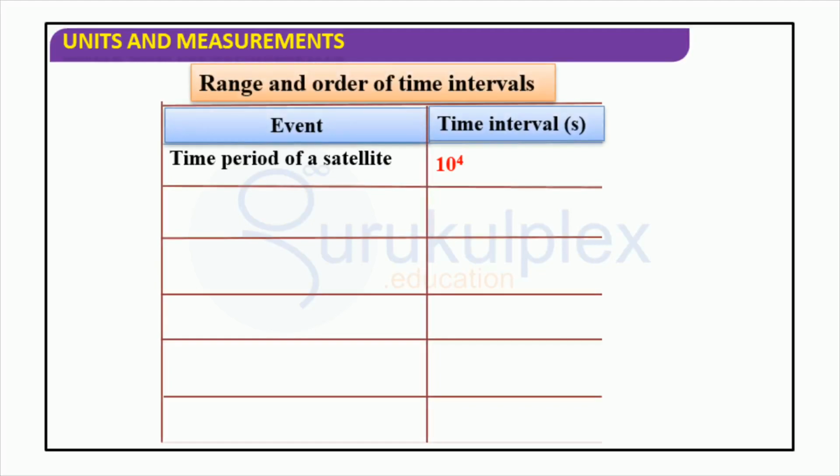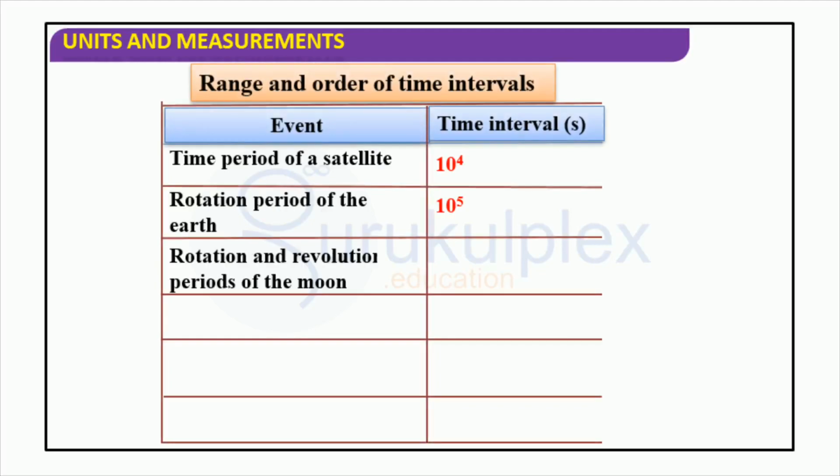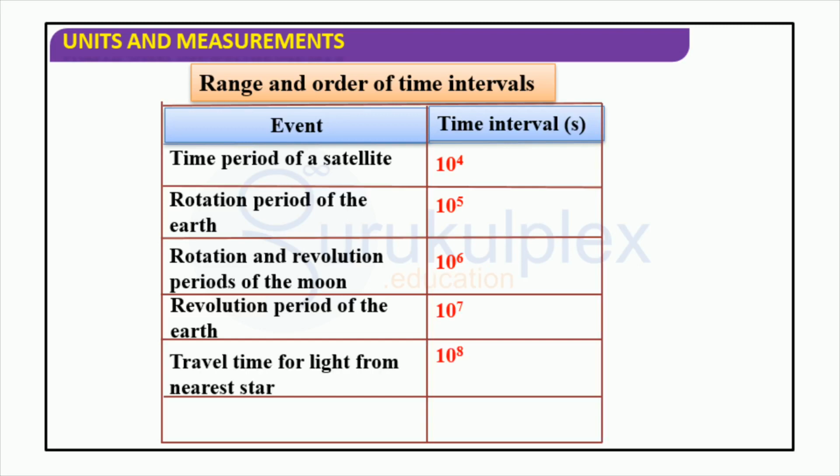Units and measurements are the focus of this slide. 30 different events are used to illustrate the time interval. A satellite's time period is 10 seconds. The Earth's rotation period is 5 seconds and the Moon's revolution period is 10 seconds. Additionally, 6 seconds is the time it takes for light to travel from the nearest star. To conclude, humans typically have a lifespan of 10 seconds.